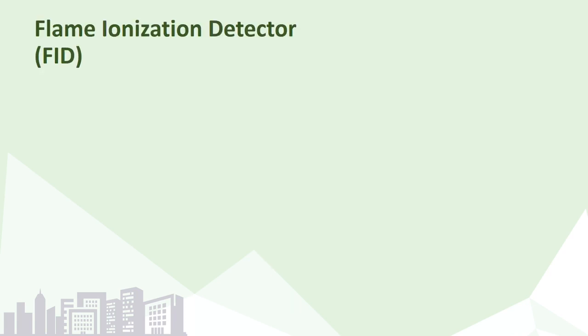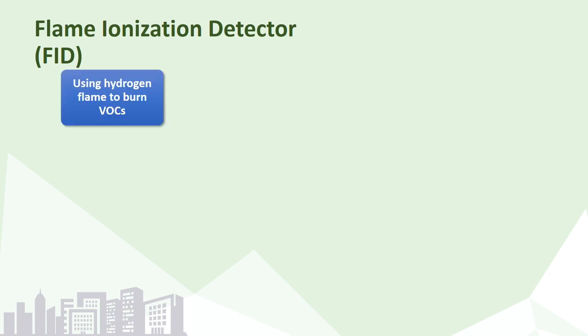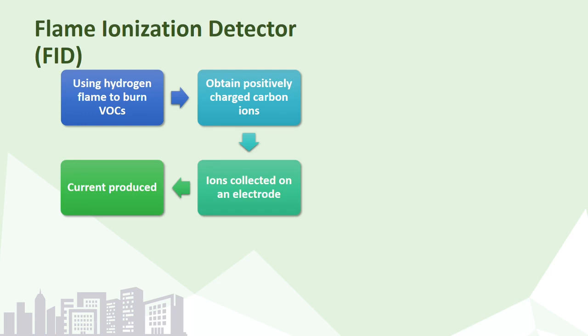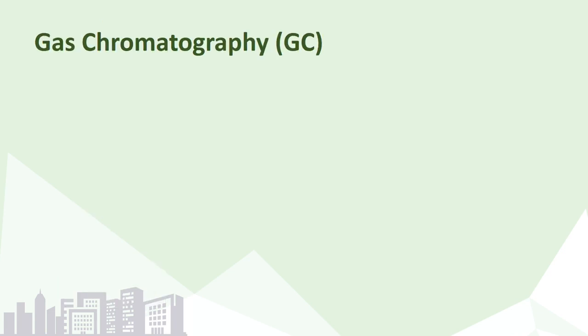Flame ionization detector, FID, is one of the sensors to detect VOC. Inside the sensor, VOCs are burned in a hydrogen flame. During the process, positively charged carbon ions are produced. As these ions are collected on an electrode, current is introduced, and the intensity of current is converted to a value of ppm. Gas chromatography, GC, is one type of instrument that uses the separation principle to detect VOCs.